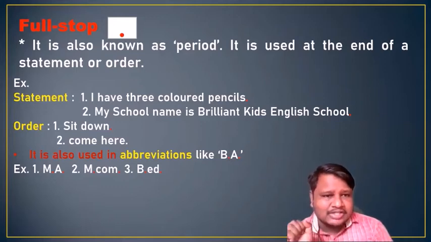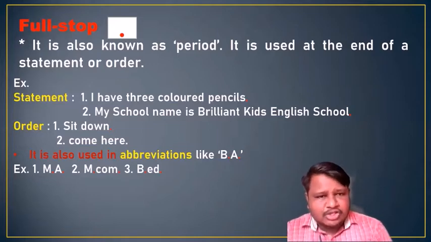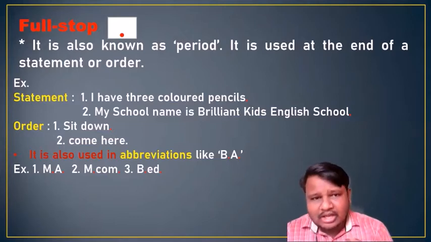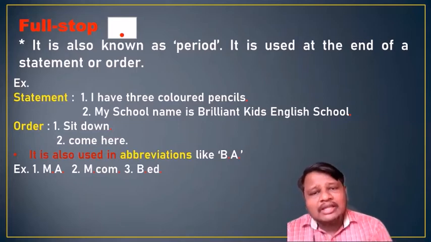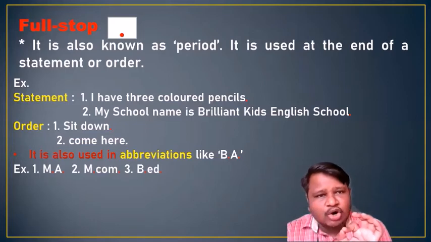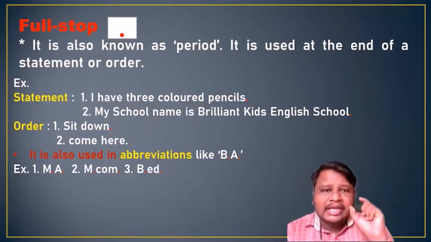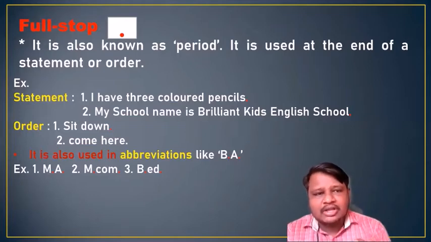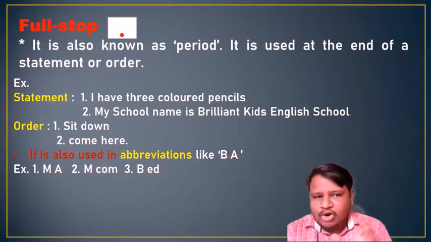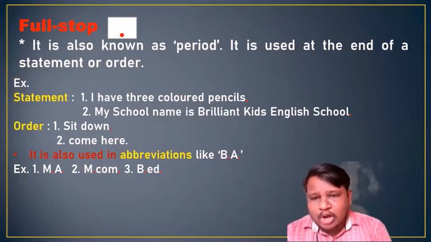There are some sentences given as examples. Suppose the first sentence as a statement: I have three colored pencils. This is the statement. Statement means a sentence. At the end of that sentence, the red dot you can see there is a full stop or period. When any sentence is in the category of statement or order, at the end of that sentence we have to use the full stop punctuation mark.